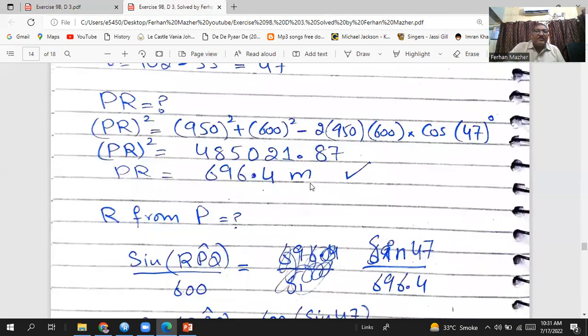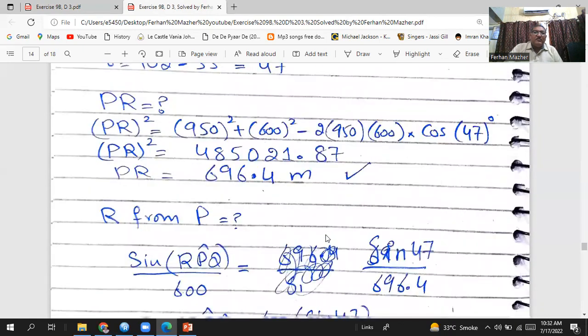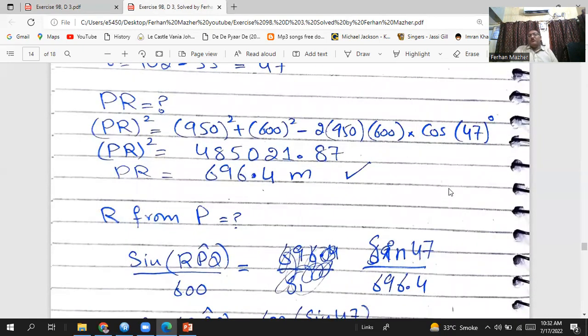Okay, so the law of cosine will be: PR squared equals 950 squared plus 600 squared minus 2 multiplied by 950 multiplied by 600 multiplied by cos 47, and then square root of the answer. This is what you have to enter in your calculator, and the PR value will be 696.4 meters. So that was the first question.